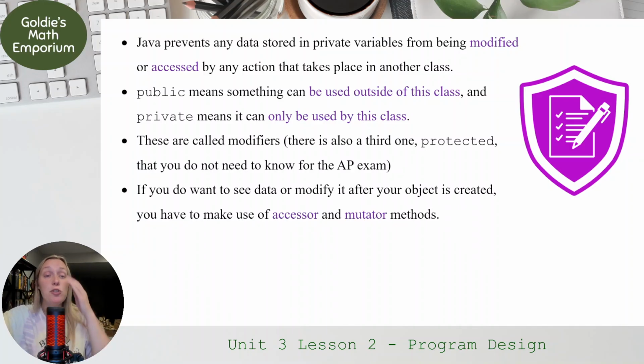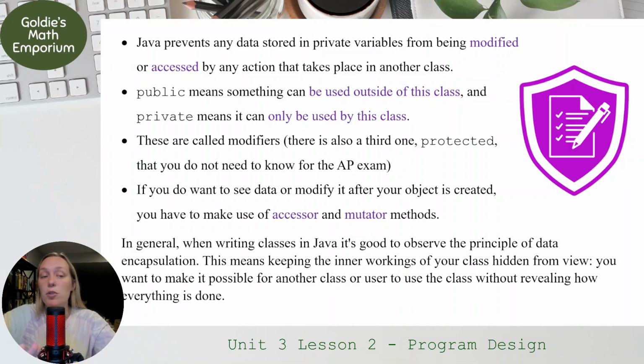If you do want to access data, either by modifying it or just by seeing it after your object is created, you want to make use of accessors and mutators. These are two types of methods that we're going to talk about in a couple lessons, how to write them and how to use them. So again, to wrap it up, in general, when writing classes, you want to observe data encapsulation. And remember, data encapsulation means protecting the data by making it private.